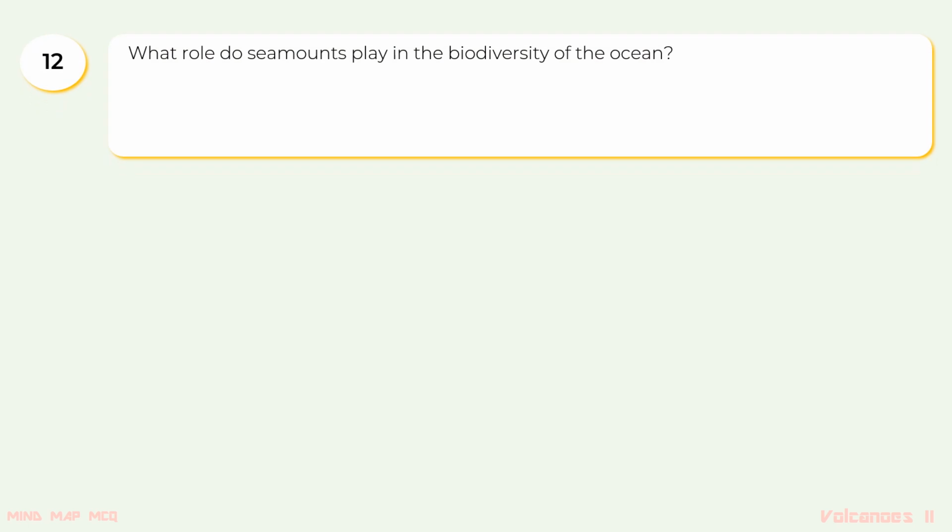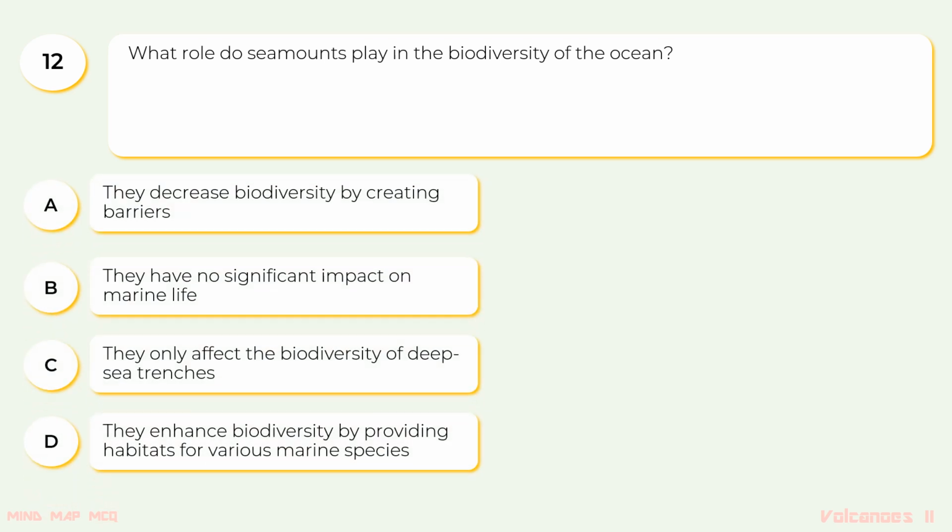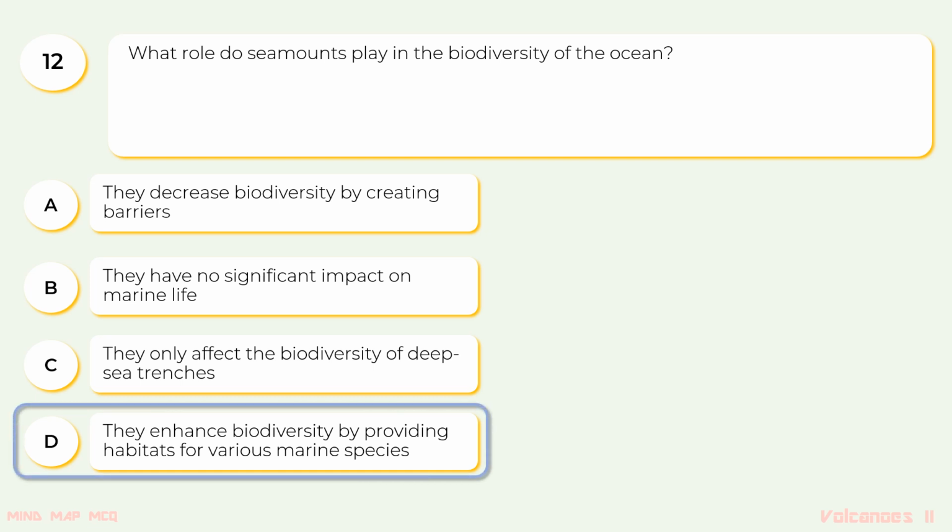12. What role do seamounts play in the biodiversity of the ocean? The options are A. They decrease biodiversity by creating barriers. B. They have no significant impact on marine life. C. They only affect the biodiversity of deep sea trenches. D. They enhance biodiversity by providing habitats to various marine species. The correct option is D. They enhance biodiversity by providing habitats for various marine species.